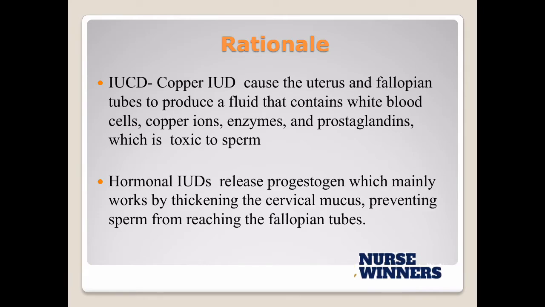Rationale. There are two types of IUCDs, copper IUDs and hormonal IUDs. Copper IUD causes uterus and fallopian tubes to produce a fluid that contains white blood cells, copper ions, enzymes and prostaglandins, which is toxic to sperms. Hormonal IUDs release progestogen, which mainly works by thickening the cervical mucus, preventing sperm from reaching the fallopian tubes.